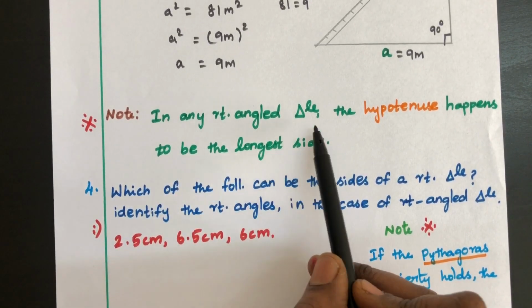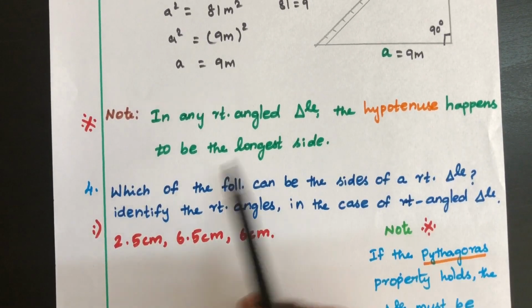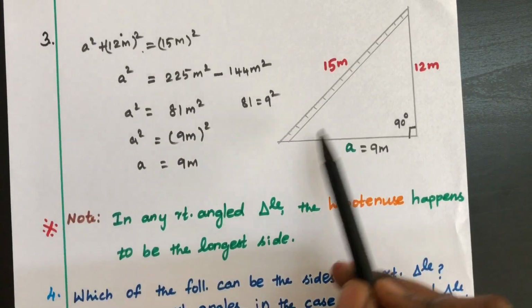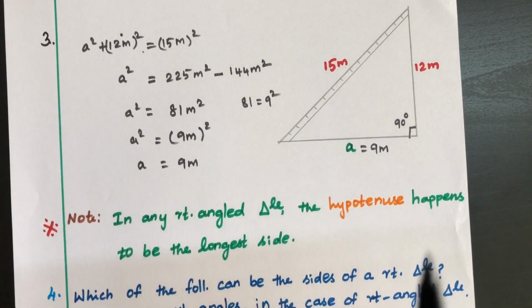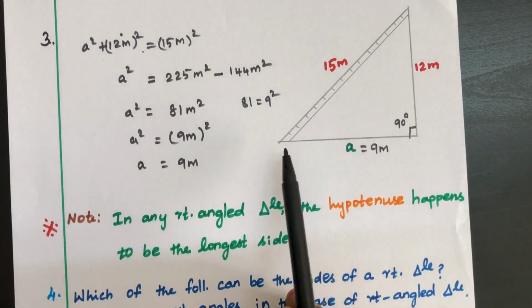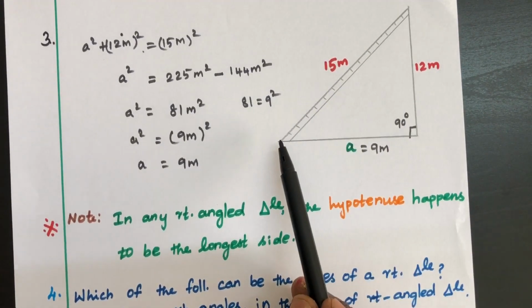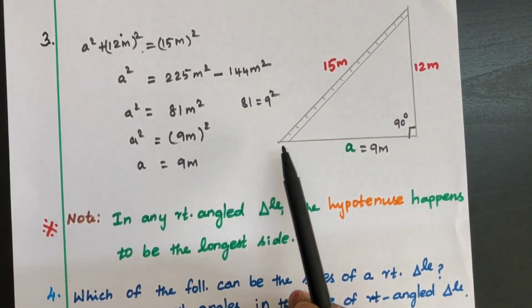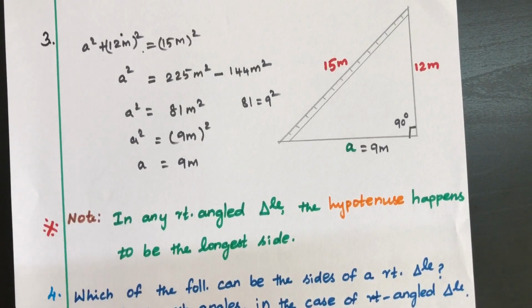An important note. In any right angled triangle, the hypotenuse happens to be the longest side. See, in any right angled triangle, always the hypotenuse happens to be the longest side. So, no doubt about it. Always the hypotenuse is the longest side.